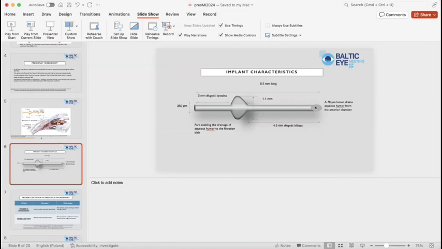Any sight-threatening complications like shunt exposure or overdrainage of the shunt? In our hospital, we implanted more than 200 of them. We didn't notice any sight-threatening complications.